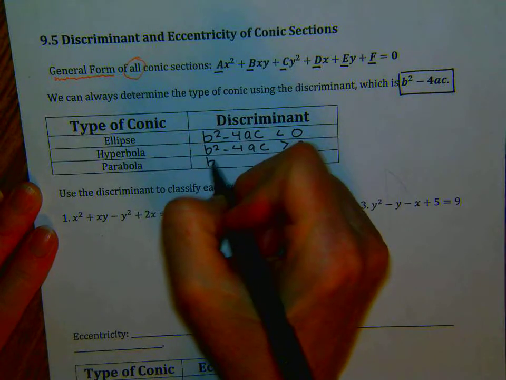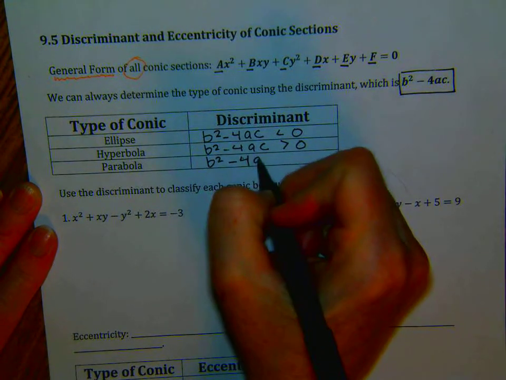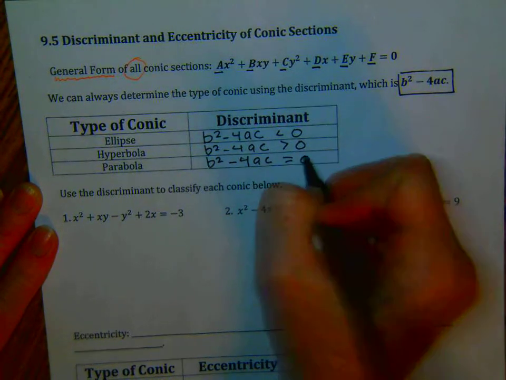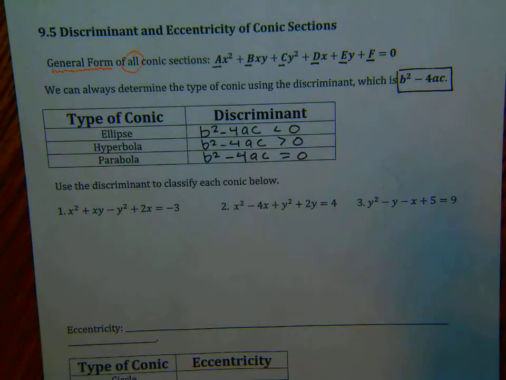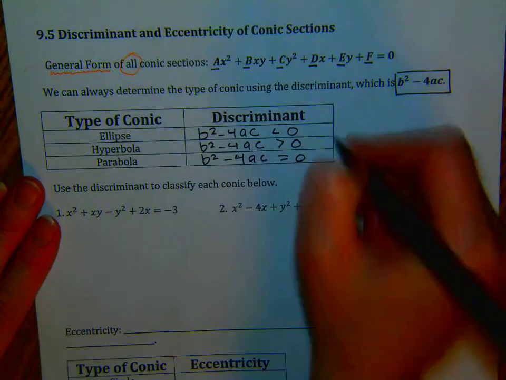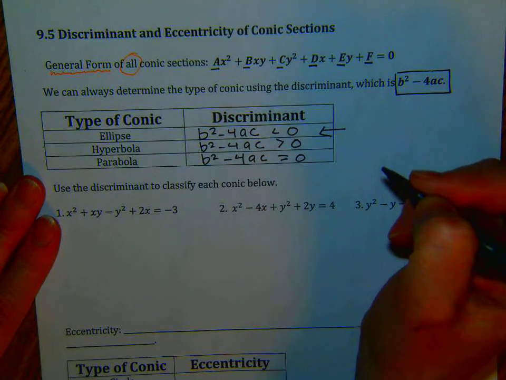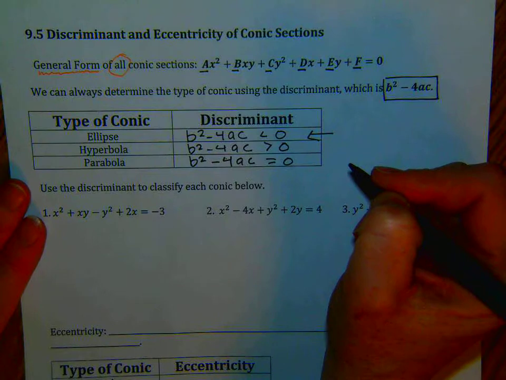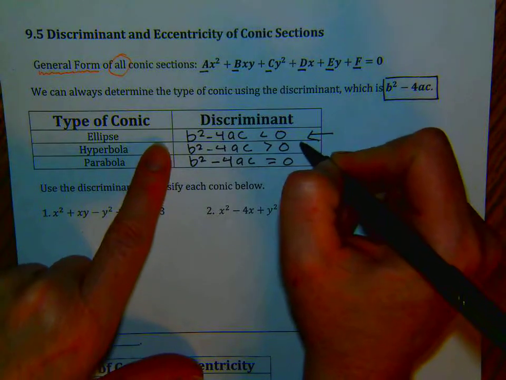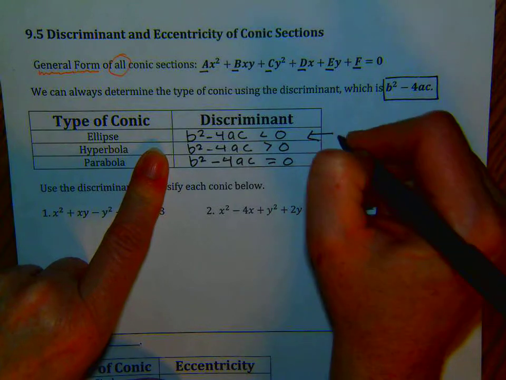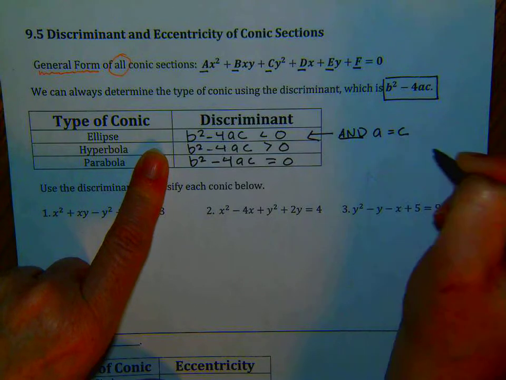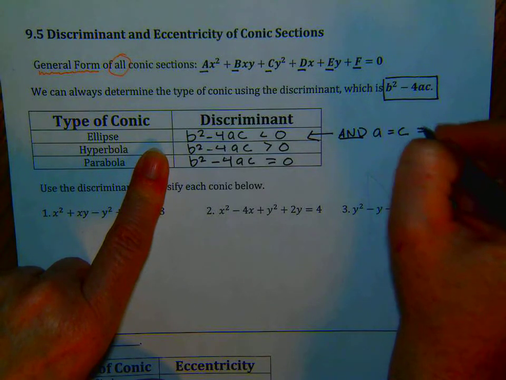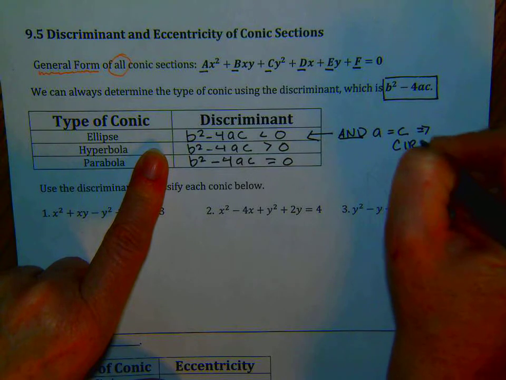If b squared minus 4ac is equal to 0, we have a parabola. And I know that you're thinking to yourself, well, what happened to the circle? Good question. Okay. Circles are a special type of ellipse. If the discriminant is less than 0 and a equals c, then we have a circle. Okay? So that's the deal. So that was a good question.